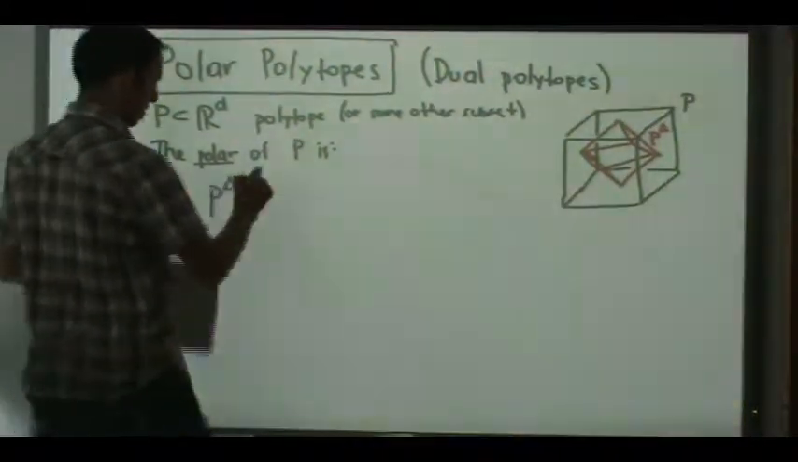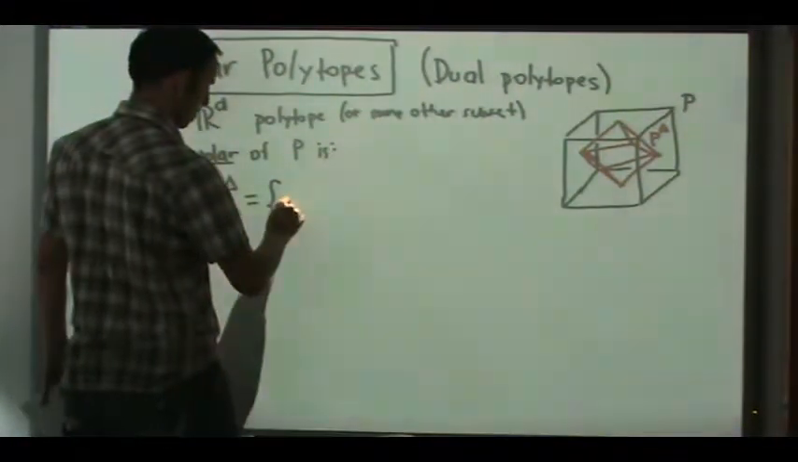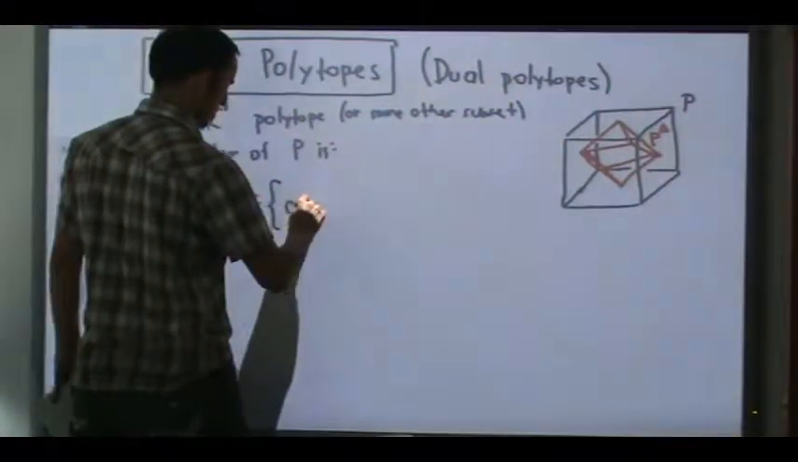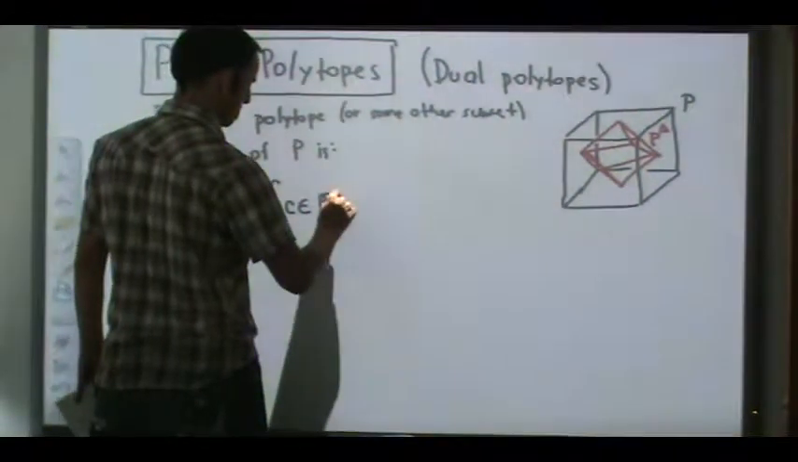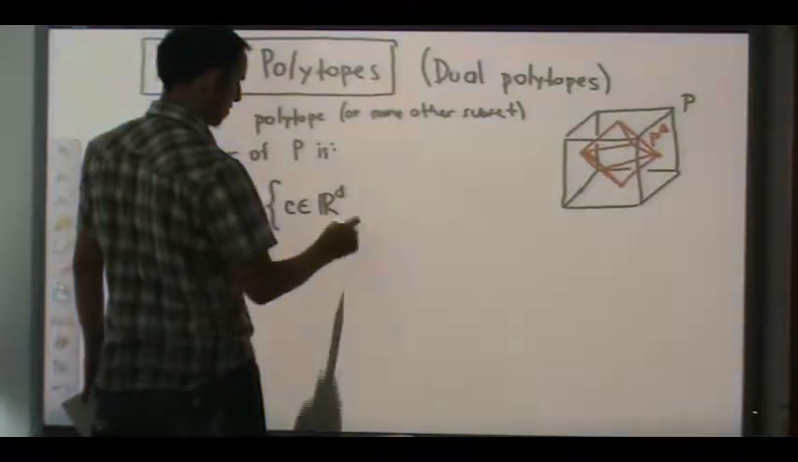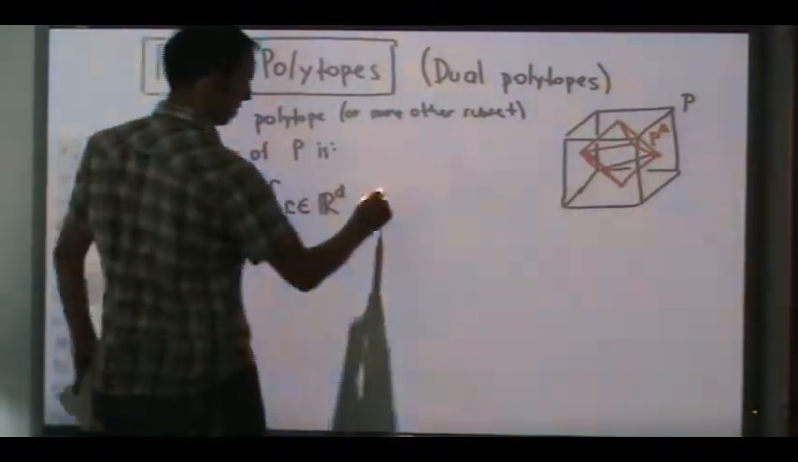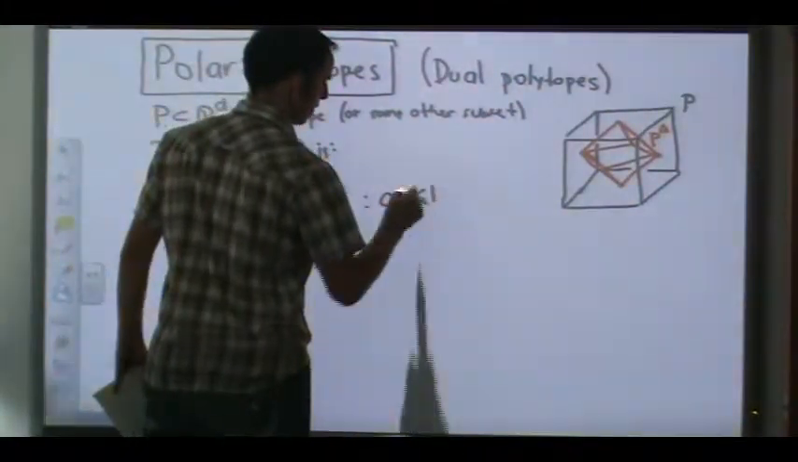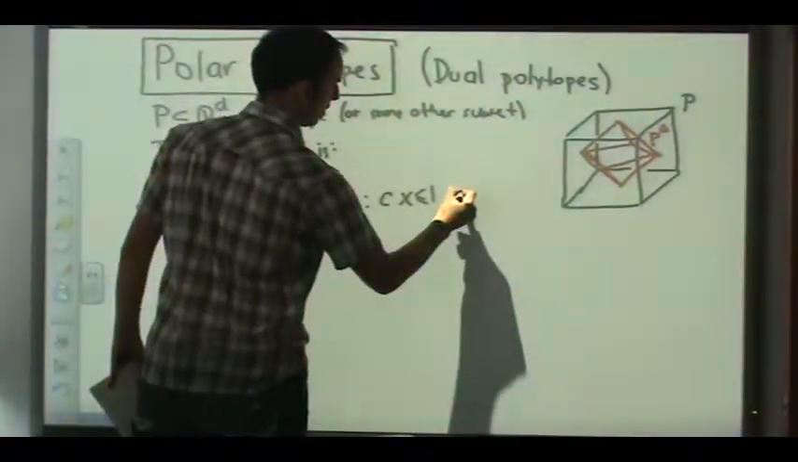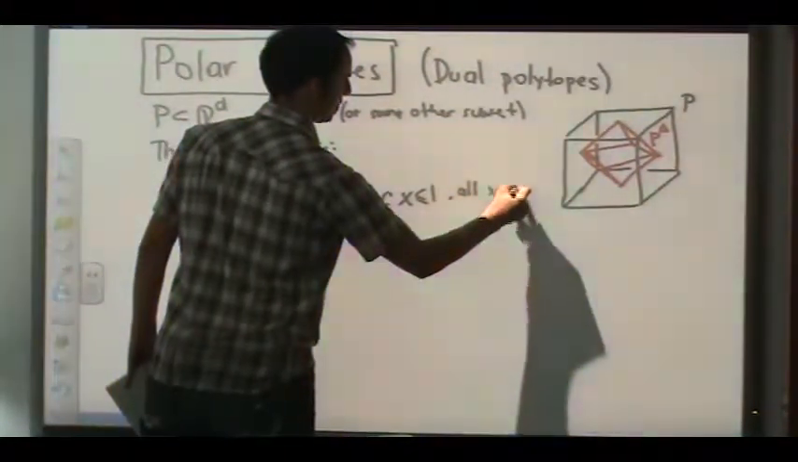is the set of points c in R^d such that c·x is less than or equal to 1 for all x in P.